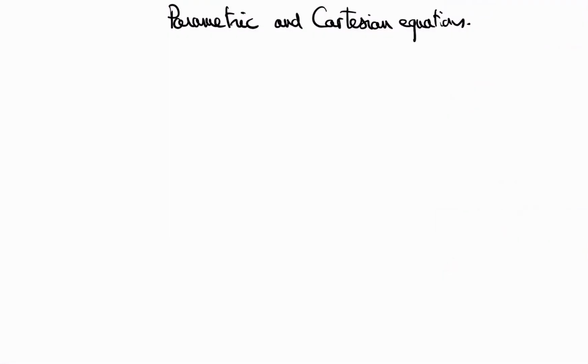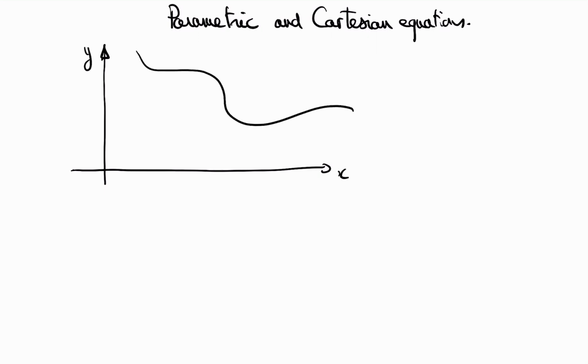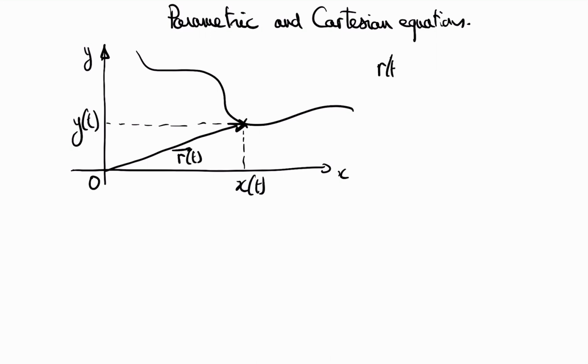Now, we're going to consider the movement of a mobile particle in the Cartesian plane, and say it follows a pattern like that. And at some time, it has for x coordinate x of t, and for y coordinate y of t. Well, this vector here, which I'm going to call r of t, is called the position vector.